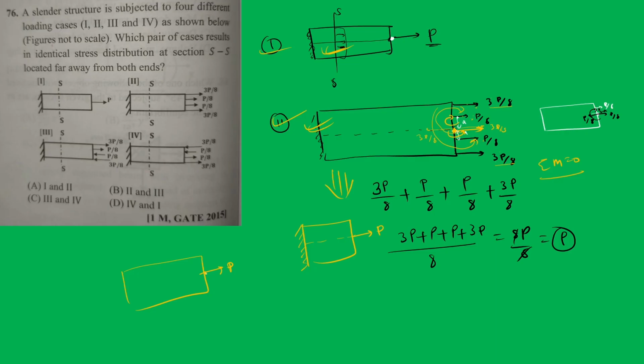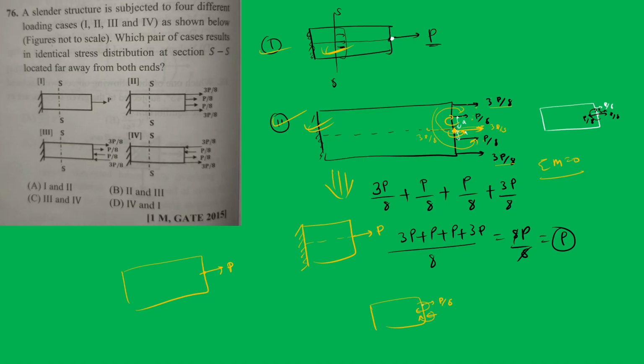And if you bring it to the center, then because of this, you see 3P by 8 is in this direction. Because of this, there will be a moment in this direction, you can see from here. And then there is P by 8 in this direction. So because of this, the moment will not be in this direction; instead, the moment will be in this direction.